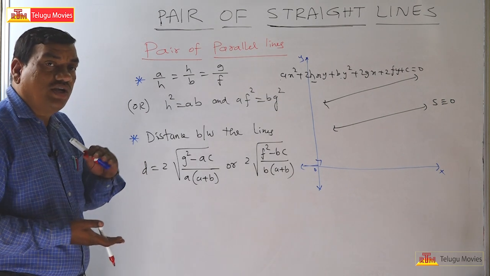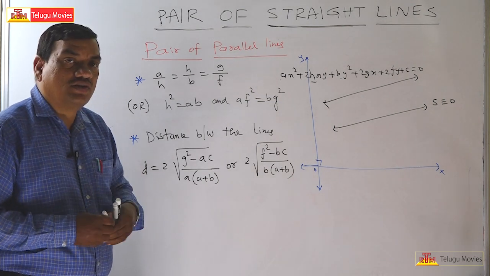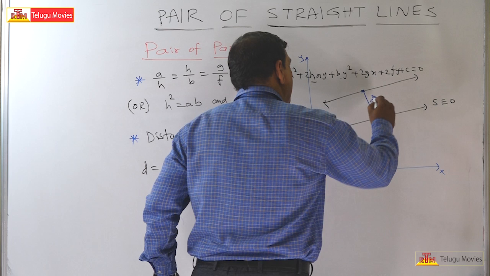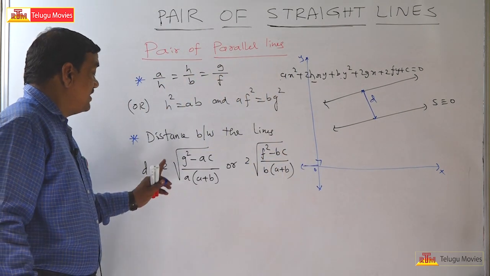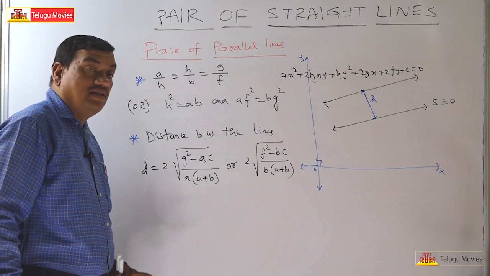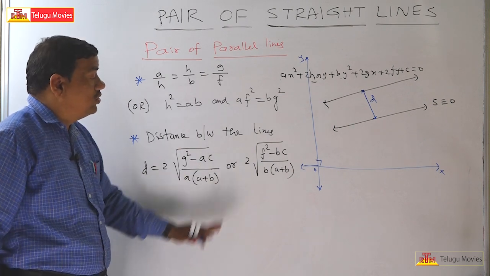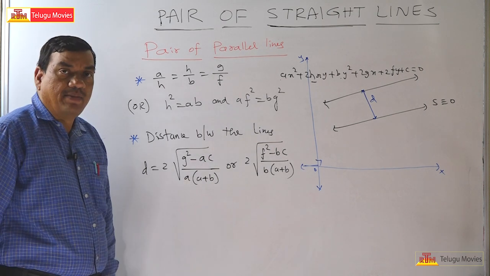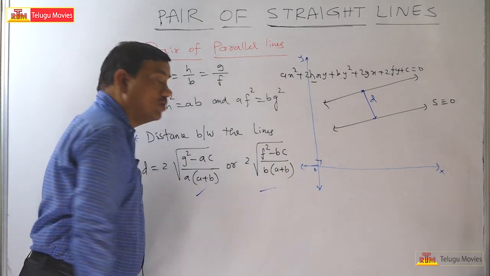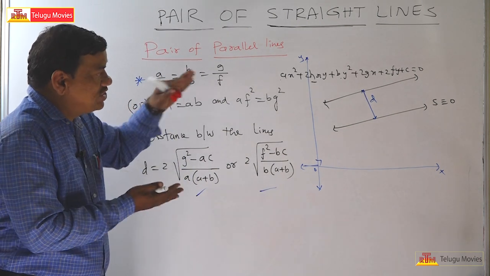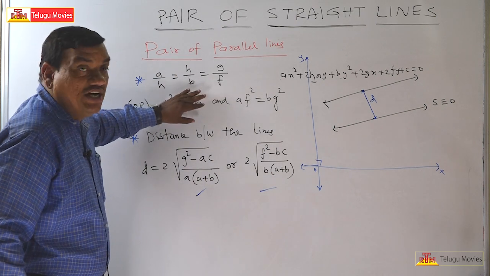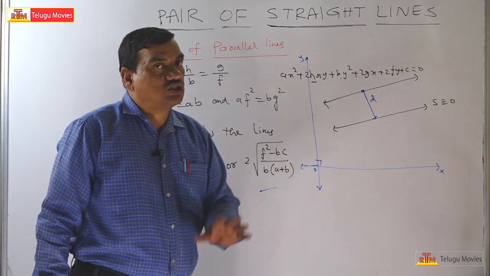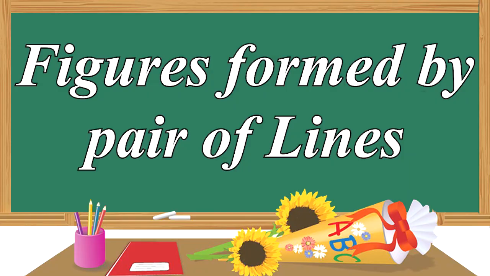Once we get the parallel lines, the question arises: what is the distance between them? The distance between the parallel lines is given by 2 times root of (g square minus AC) upon A times (A plus B), or 2 times root of (f square minus BC) by B into (A plus B). Any one of the formulas you can use to get the distance between the parallel lines. I hope that you understand this concept. Let us go for the next problem.